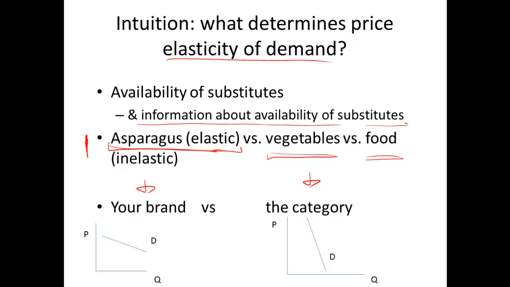And that's kind of interesting to talk about in this 21st century, because nowadays people have lots of information about prices of products, prices of alternative products elsewhere. And so that tends to make people more elastic in their demand.